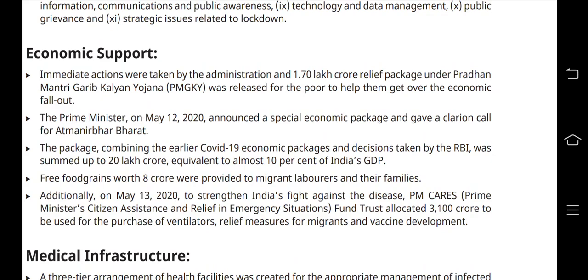Additionally, on May 13, 2020, to strengthen India's fight against the disease, PM CARES, the Prime Minister's Citizen Assistance and Relief in Emergency Situations Fund Trust, allocated 3,100 crore to be used for the purchase of ventilators, relief measures for migrants and vaccine development.